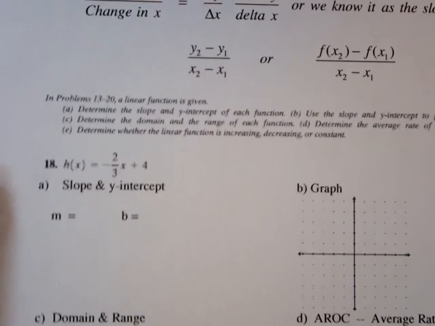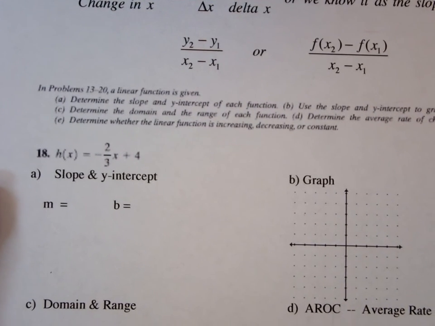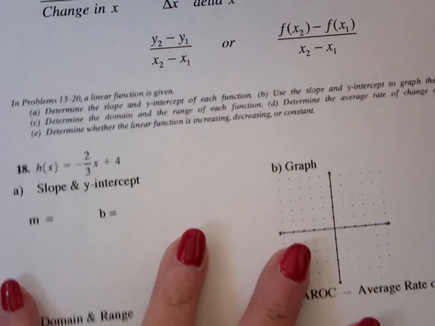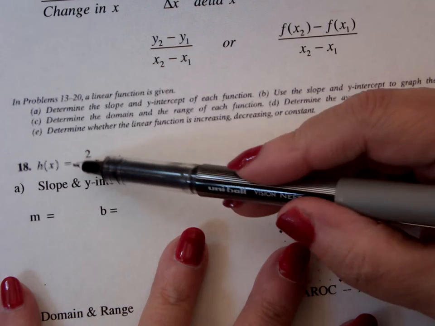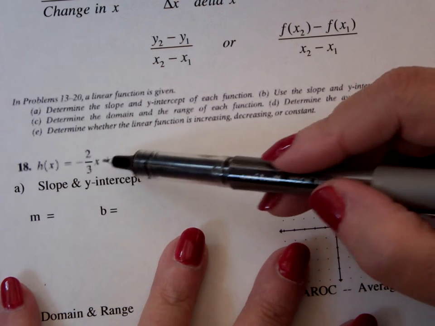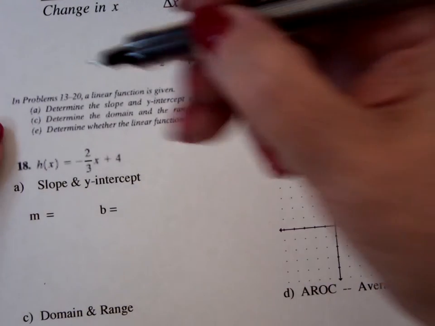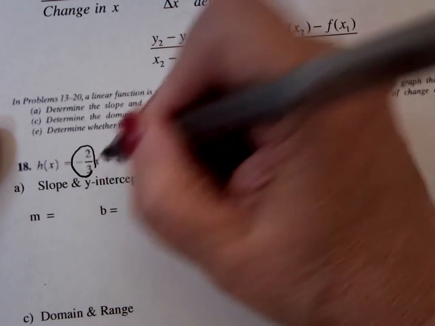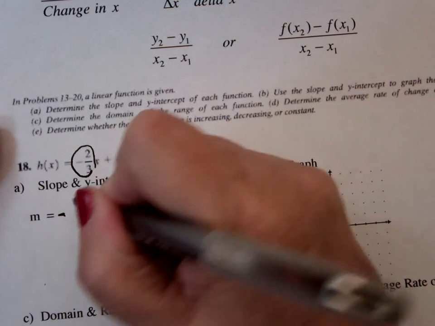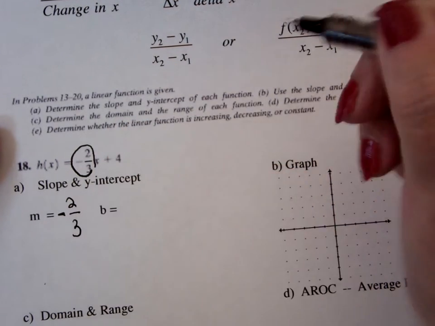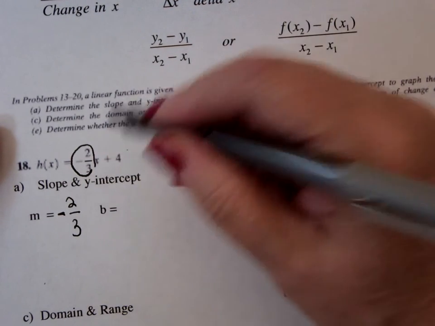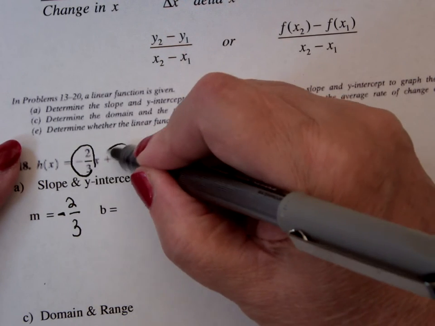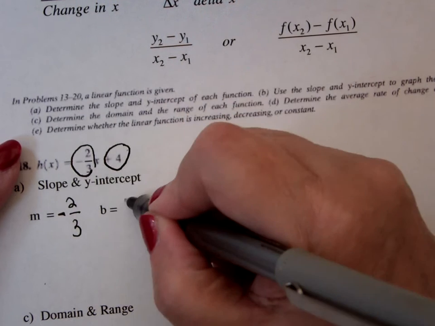We're going to look at this in several forms. If I want to graph h of x is equal to negative 2/3 x plus 4, I notice that the slope is just the coefficient of x, so it's going to be negative 2/3, and the y-intercept is when x equals 0, and that eliminates the x term. That's this guy right here, and he's 4.